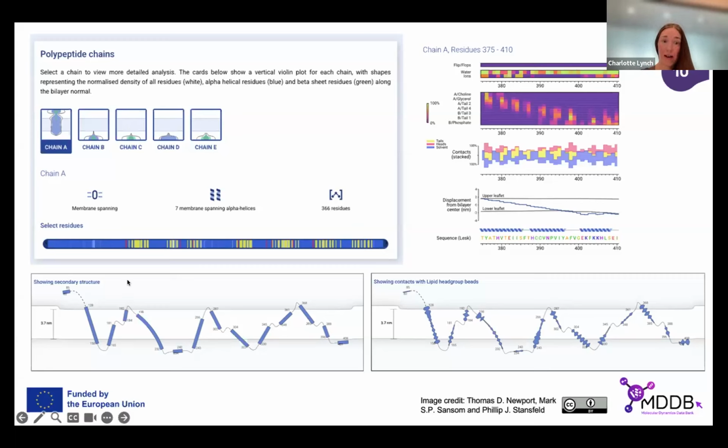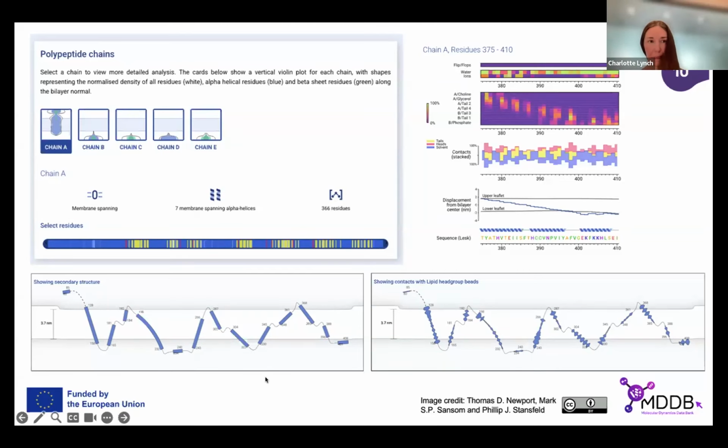You can also select the chains and have a look at the overall secondary structure, and then you can superimpose the contact analysis on that secondary structure. So you can look at the contacts with respect to the lipid head groups, the tails, the solvent, and the upper and lower leaflets of the bilayer.